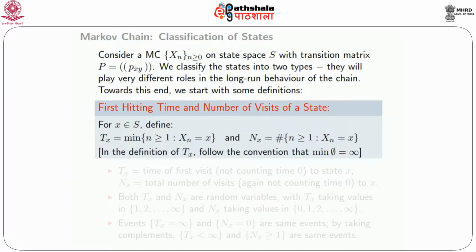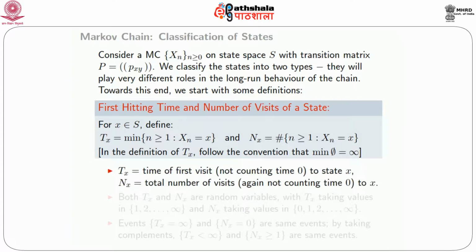So fix any state x in S. We define two quantities. T sub x is the minimum n greater than or equal to 1 such that X_n is x, and N sub x is the number of n's greater than or equal to 1 with X_n equal to x. Of course, in the definition of T_x, notice that the set of n's greater than or equal to 1 such that X_n equals x may be the empty set, if it so happens that the Markov chain X_n never hits the state x. Then there is no such n, so it's an empty set. So what is the minimum of the empty set? We follow the convention that the minimum of the empty set is infinity.